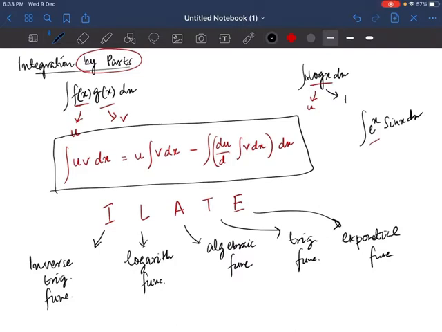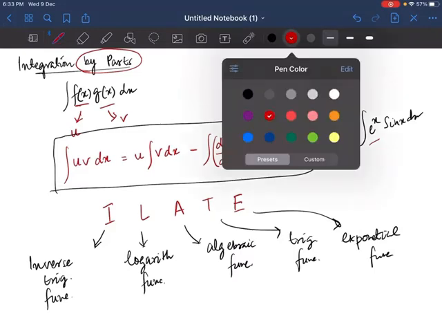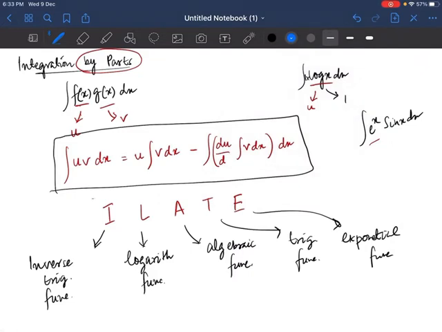So what do you mean by ILATE? Suppose you have an integration in which you have an inverse trigonometric function as well as a logarithmic function. What you will do is select the inverse trigonometric function as u. So basically the selection of u will be from this side. Suppose I have a function in which we have to integrate an exponential function and an inverse trigonometric function. So my u will be this inverse trigonometric function.